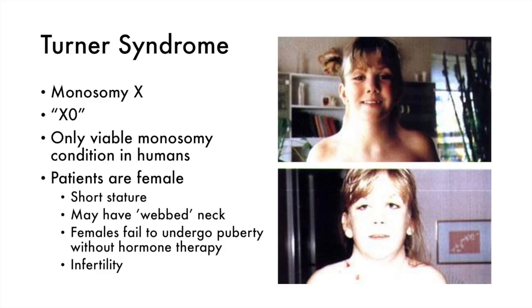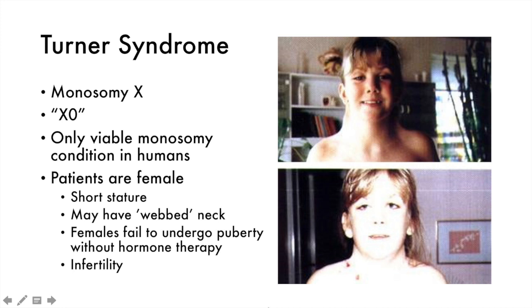So the first of these aneuploid conditions is called monosomy X, or Turner syndrome, XO. This is the only monosomy condition that humans can survive with. The X chromosome is the only chromosome that you can get away with having just one of. Patients who have Turner syndrome are usually short, and they may have a webbed neck, and that's what you can see here in this girl, that there's this extra flap of skin in her neck, which she had surgically corrected.